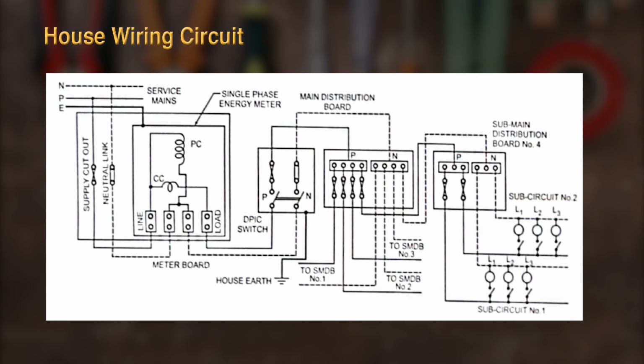Here you can see the sub distribution boards 1, 2, 3 and 4. You can also see that from sub-distribution board 4 different circuits are connected, like sub-circuit 1 and sub-circuit 2. As different circuits are connected from sub-distribution board 4, in the same way different circuits are connected from sub-distribution board number 1, sub-distribution board 2 and sub-distribution board 3.